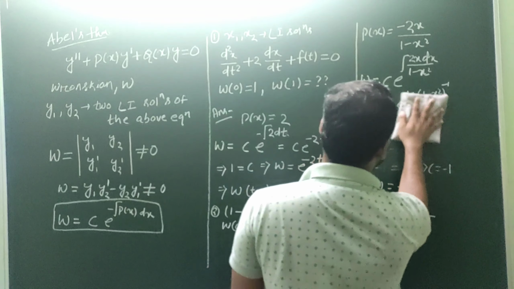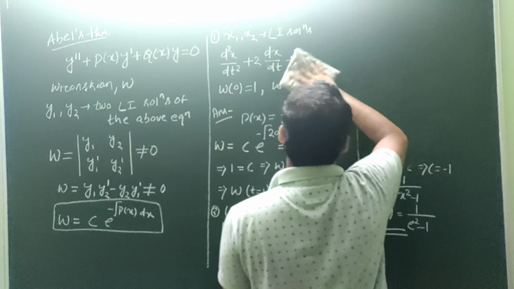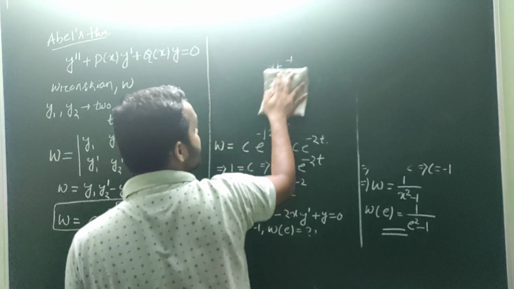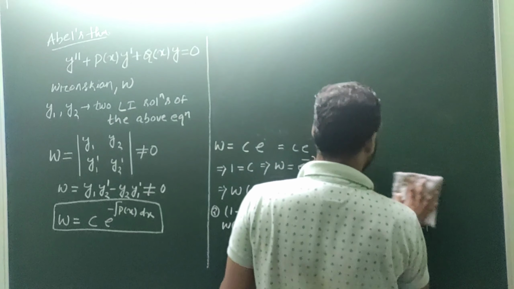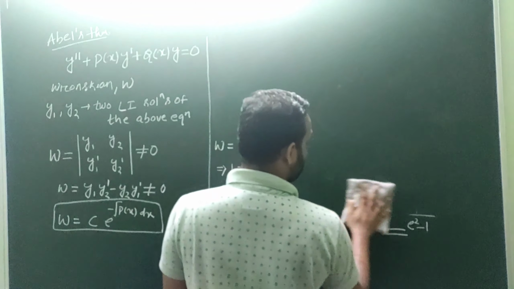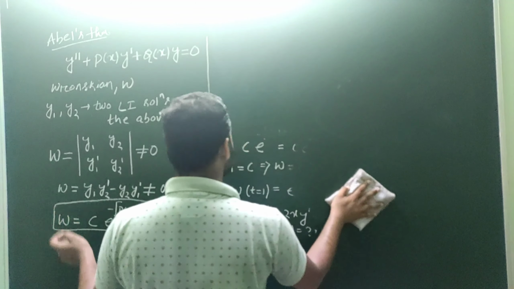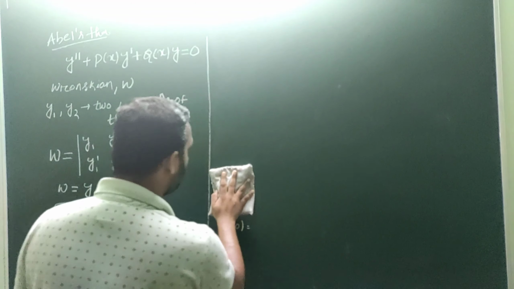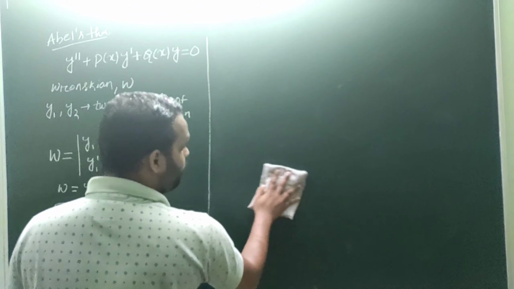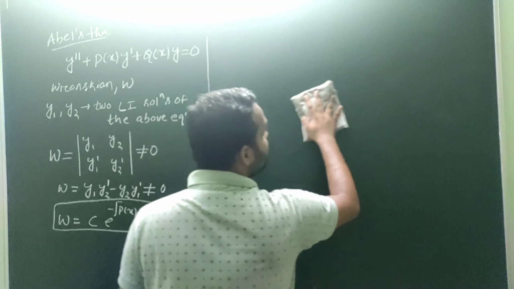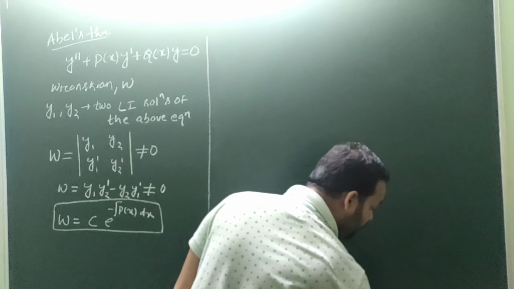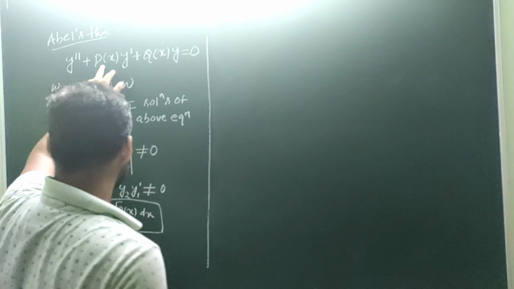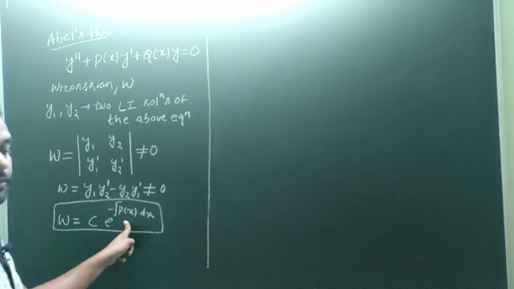So now you can see how simple the problems are. Now let me take a slightly higher standard problem based on this Abel's theorem, and how you can use it. I told you only two things to remember. One is that the Wronskian cannot be 0 for second order linear homogeneous ordinary differential equations. And to find it directly from the given equation, you have to convert the equation into this format, find p of x, and then use this formula.